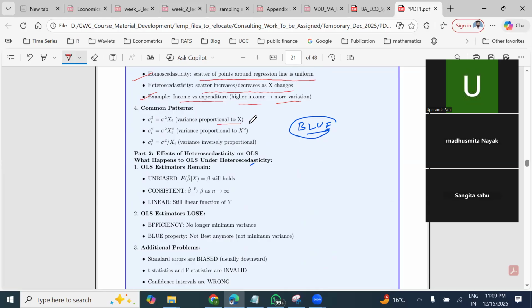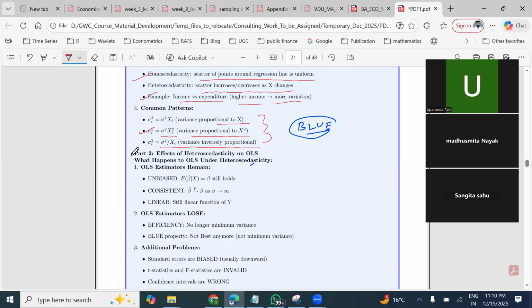So common patterns, if you see: sigma square i is equal to sigma square xi, variance is proportional to x. Sigma square i is equal to sigma square xi square, variance proportional to x square. And sigma square i is equal to sigma square over xi, variance inversely proportional. So these are actually three minimum common patterns which you follow. Okay, this is how it will be.